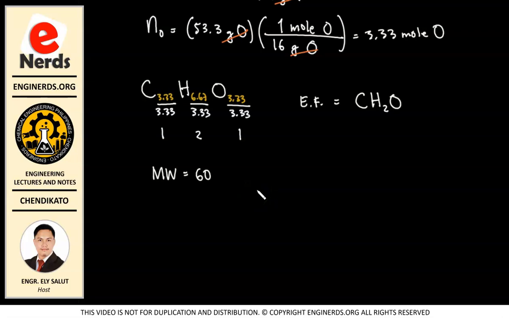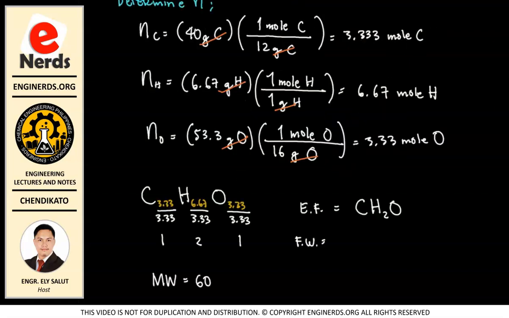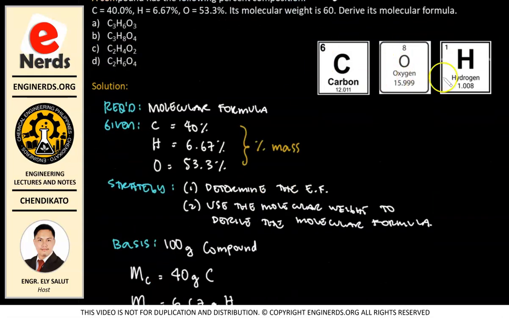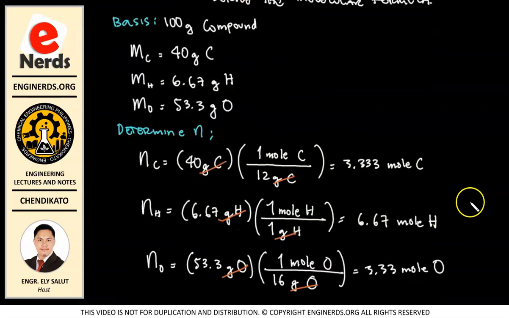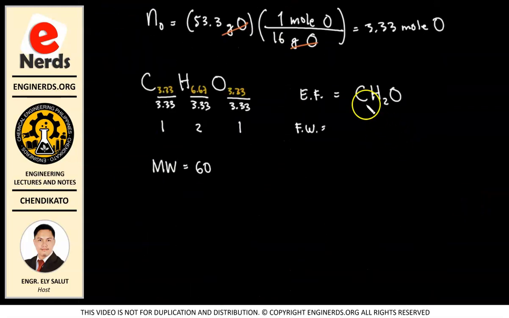So what we need to do is to determine the weight of one empirical formula. What is the formula weight of one empirical formula here? Using our atomic weights from our periodic table, we can determine that. For carbon we have 12, for oxygen we have 16, and for hydrogen we have 1. So how will we do that? I only have one carbon here, so that will be equal to 12 grams per mole.